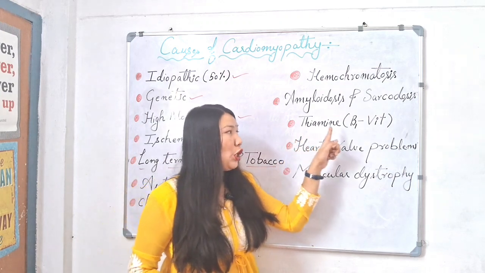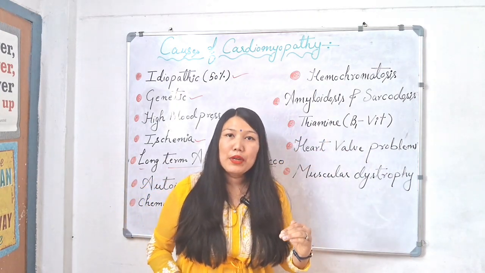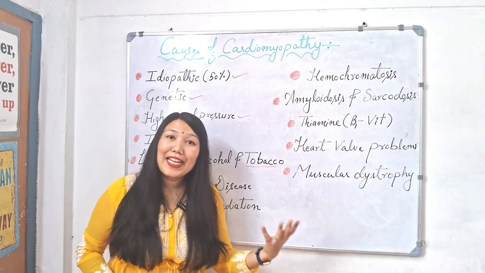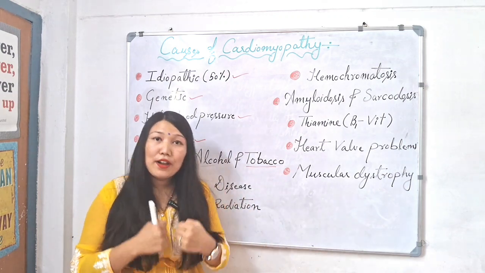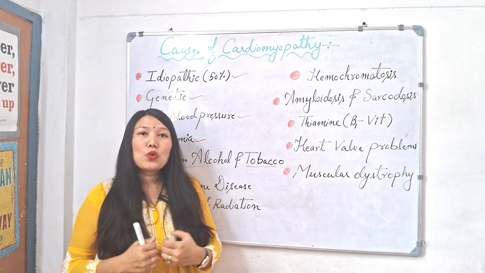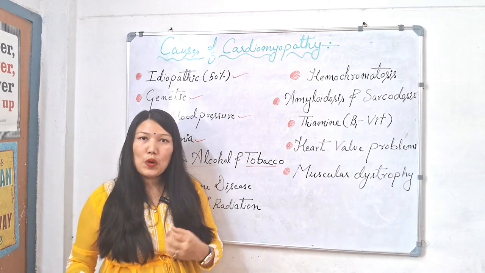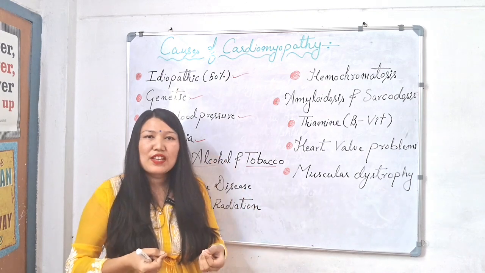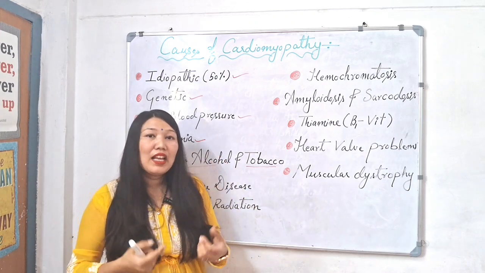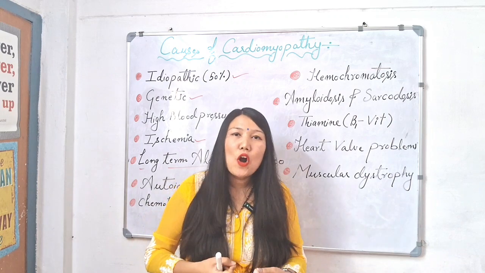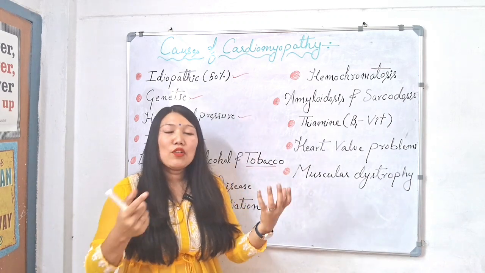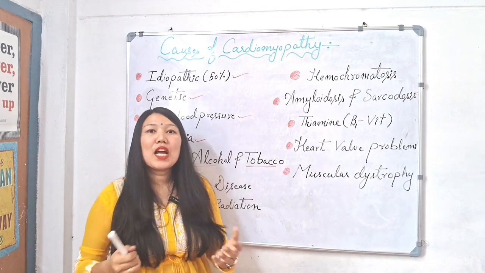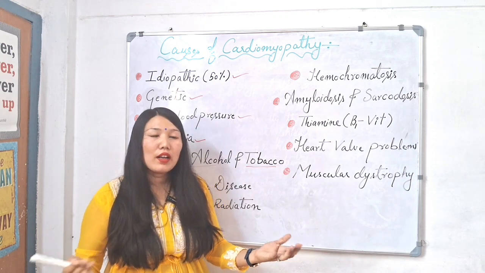Next we have thiamine. Due to low vitamins and minerals, the cells of our heart will not be able to form the ATP form of energy which is required for the heart. Every organ needs energy, so our cells create energy in the form of ATP. If there is a deficiency of vitamin B1, thiamine, then what will happen? The cell will not be able to create ATP, adenosine triphosphate energy, and our heart will not get a sufficient amount of energy for its work.